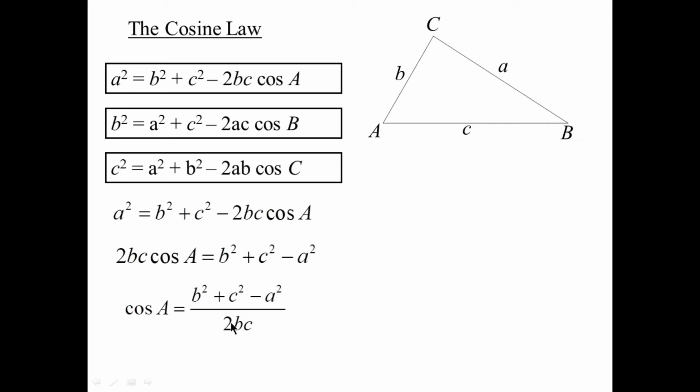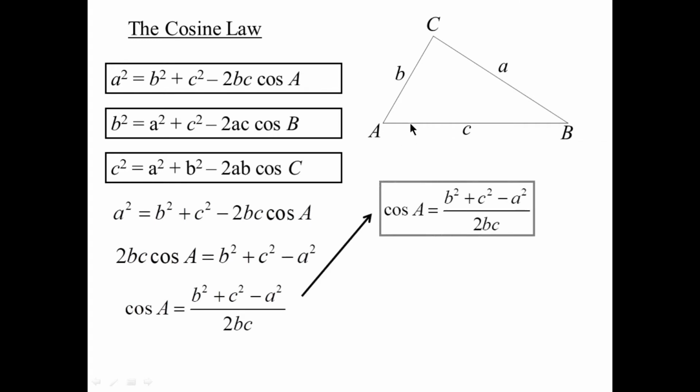Notice how this is a b here and this is a c, like these two. See these two positive ones? Those are the factors on the bottom as well. So cos A equals b squared plus c squared minus a squared over 2 times b times c. A little pattern. Cos A equals b squared plus c squared minus a squared over 2 times b times c.